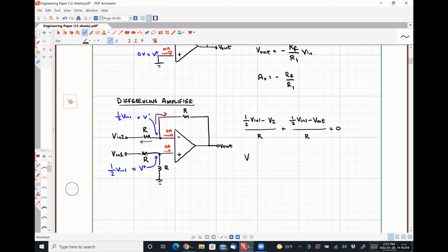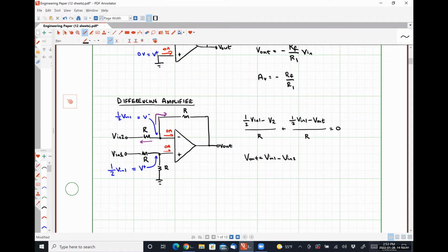Or V out is equal to V in 1 minus V2. So we can get the difference of two input signals as our output quantity. We could then, if we wanted to, feed that difference into another op-amp stage to make that difference larger or smaller as we see fit. This is analog signal processing. We are doing math on signals.